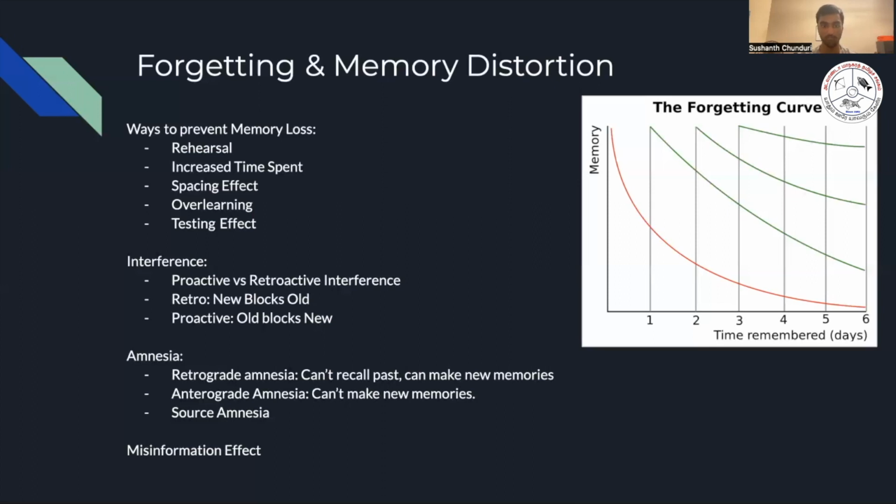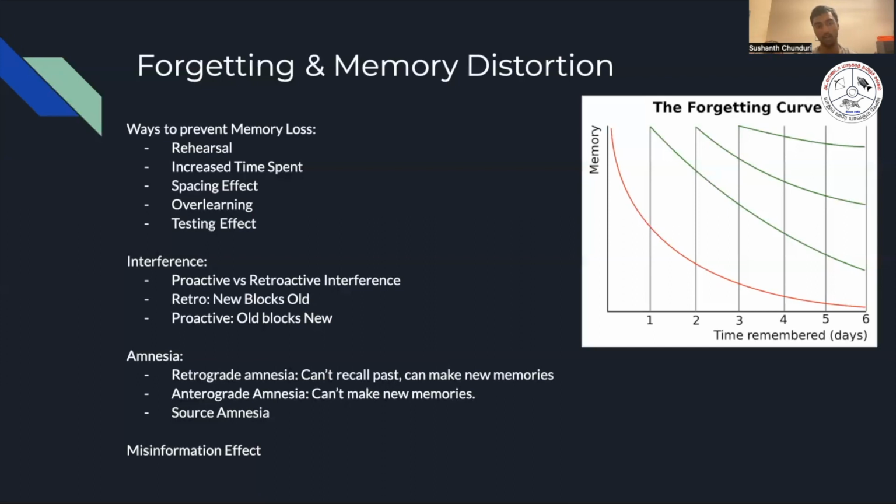remember the information. Interference. So you have proactive and retroactive interference, right? And remember it like this. Retroactive is when the new information blocks the old information, and proactive interference is when the old information blocks the new information. You also have types of amnesia.